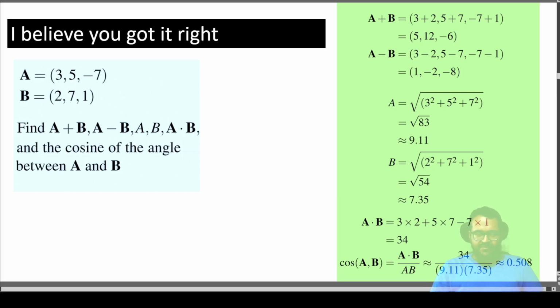Very simple. If you forgot this, pause it and watch it. This is a very important concept which will be required every time in this course and everywhere in physics.